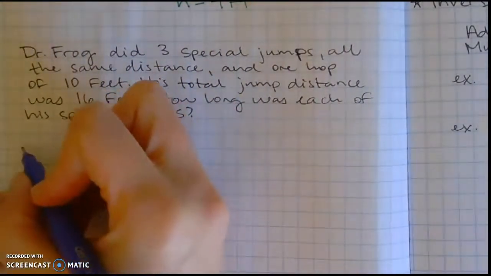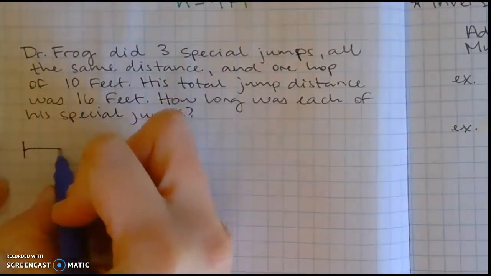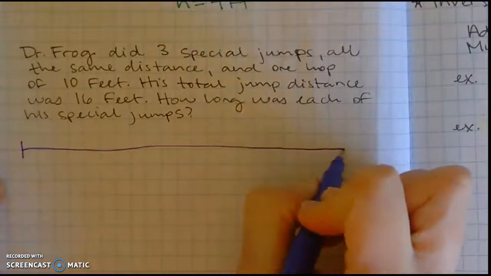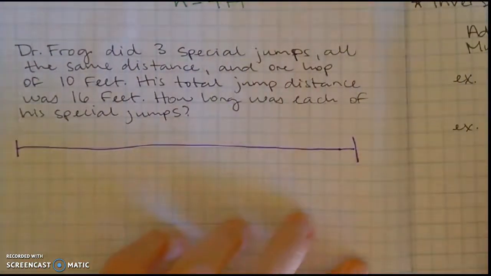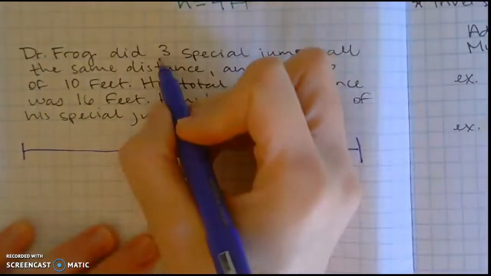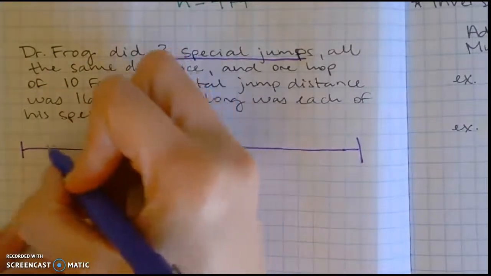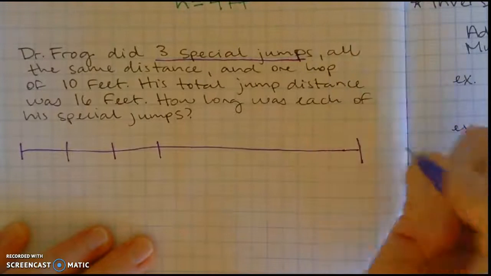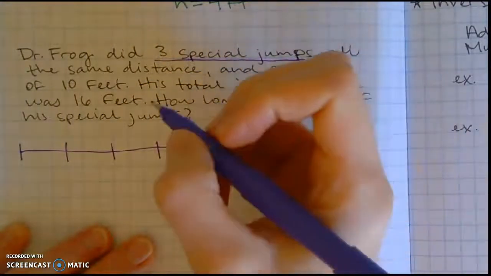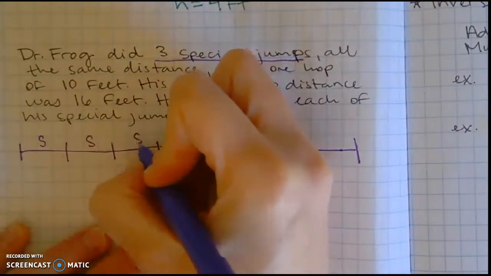So first thing I'm going to do is create a model of the jumps, and I'm using a different color now. You can do the same if you want to, but you do not have to. Okay, so I know first off that there are 3 special jumps. So I'm going to just do those, and it doesn't really matter. So those are all my 3 special jumps. So I'm going to give them the variable of s for special.